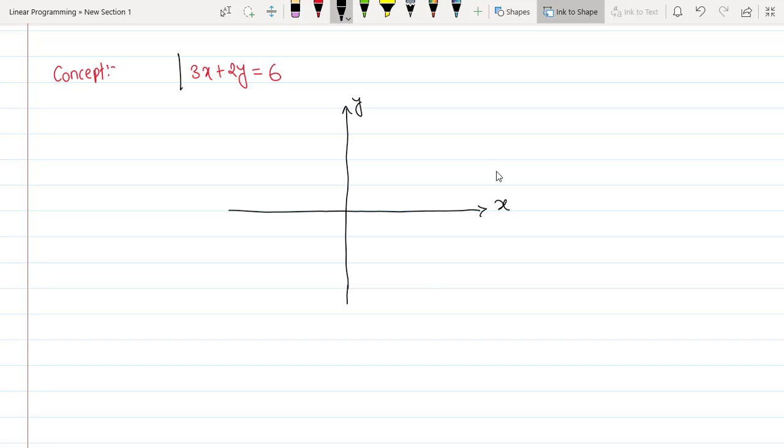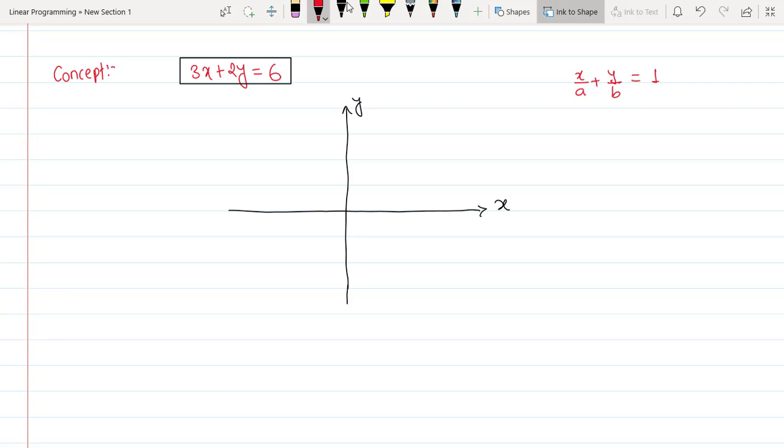How do you draw this line on this Cartesian plane? Okay, first a very simple step is what? Convert the given equation into the double intercept form. With that we get directly the intercept values on the x-axis and y-axis. So what is the double intercept form? The standard equation is x by a plus y by b equals 1.